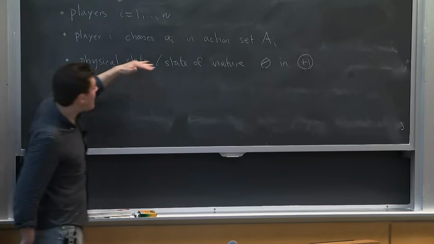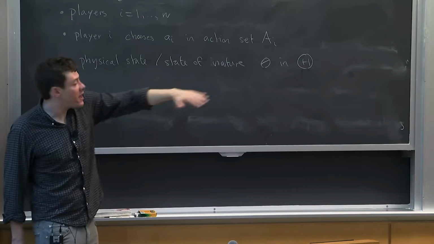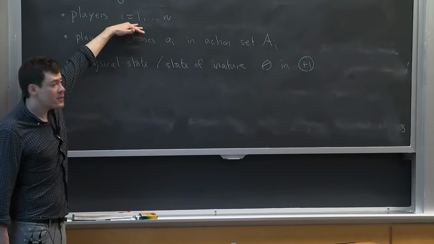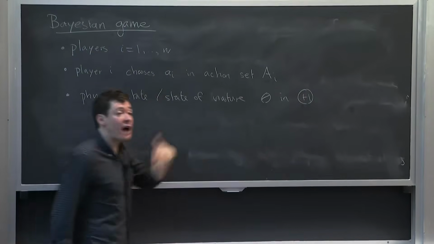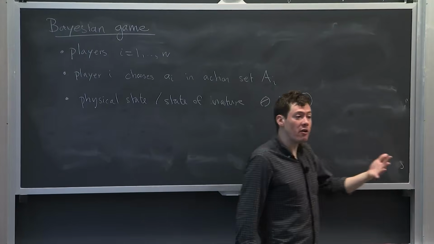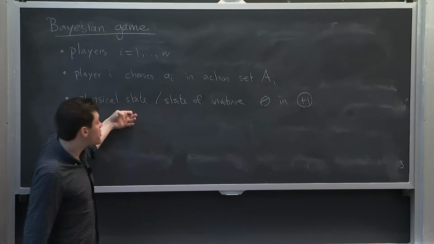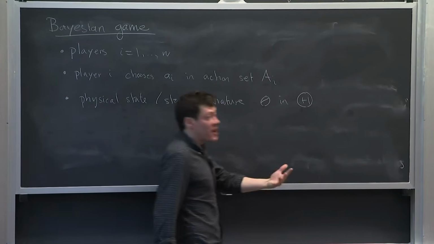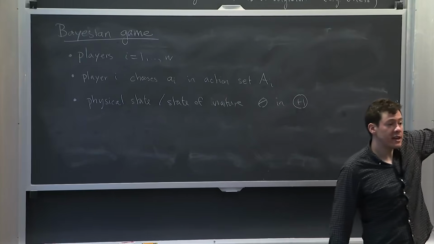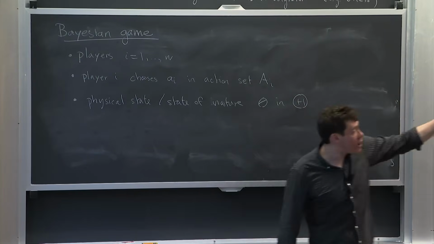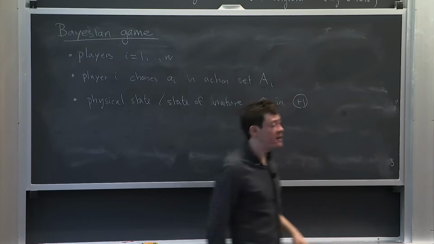And just so we understand how we map it into our example over there, we had 2 players. Each player's action was an effort level, some effort level between 0 and 1. And the physical state was the difficulty of the project, which over there were 2 states. It could either be a difficult project, theta H, a hard project, or an easy project, theta E, an easy project.